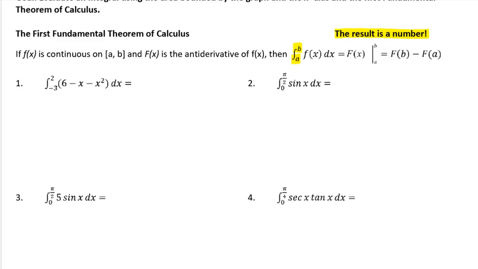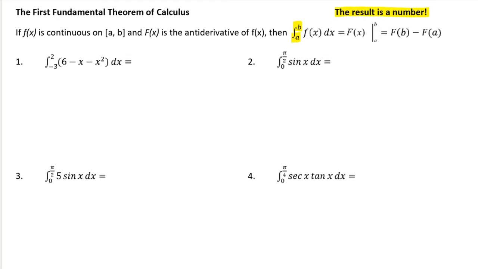Okay, so if we look at example number 1, starting off with what we talked about in the previous lesson, the first thing we need is an antiderivative for this integral right here. So the antiderivative of 6 is 6x. The antiderivative of -x is going to be -x squared over 2: we add 1 to the exponent and divide by 2 again. And the antiderivative of x squared is x cubed, and we need to divide by 3 because there's no 3 in front of that x squared. All right, and then we want to evaluate this from -3 to 2.